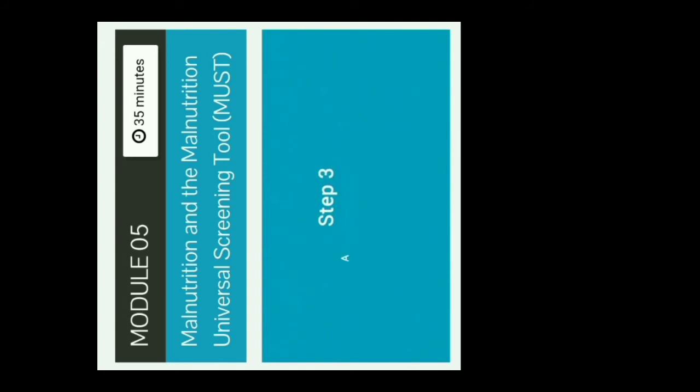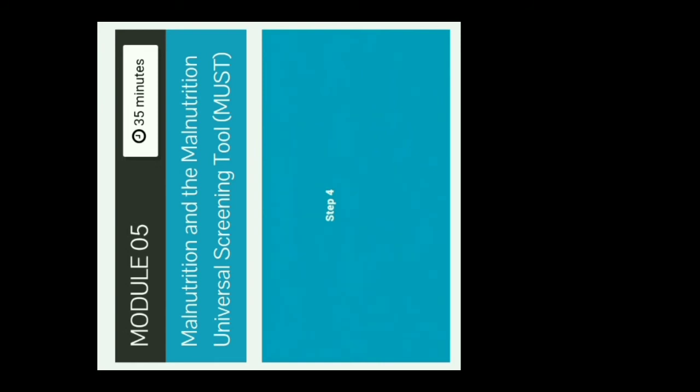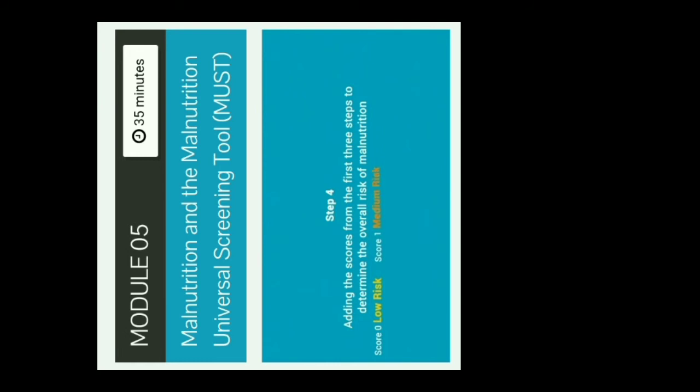Step 3 is calculating the acute disease effect score, most likely to only apply to those in hospital or care settings. Acute disease effect refers to those who are nutritionally ill and have not had any nutrients for more than 5 days. In these cases, an MUST score of 2 is added. Step 4 includes adding the scores from the first 3 steps to determine the overall risk of malnutrition. An MUST score of 0 means low risk, a score of 1 is medium risk, and a score of 2 or more corresponds to a high risk of malnutrition.